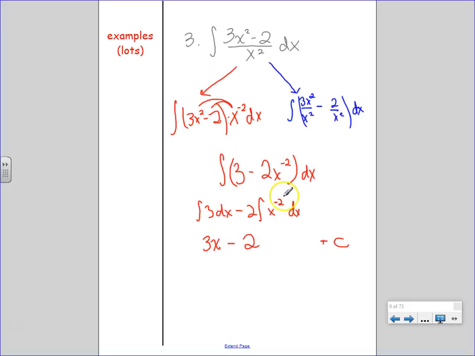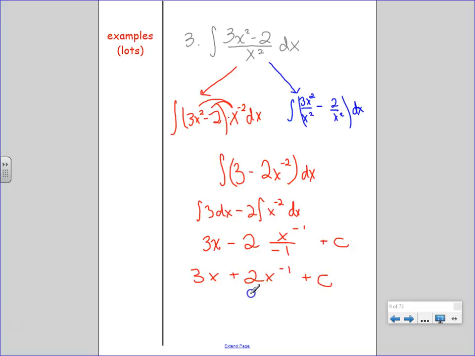Now, this power isn't -1. I can use the power rule. It's going to work out. I'm going to have x to the, let's see if we can train our brains. What's -2 plus 1? We want to add 1. -1. And once I get that number, what am I dividing by? -1. That way, when the -1 comes down, that's waiting for him. Now, let's just simplify. I end up with 3x. What's a negative divided by a negative? Positive. I could write it as 2x to the -1 plus c, and is that right?